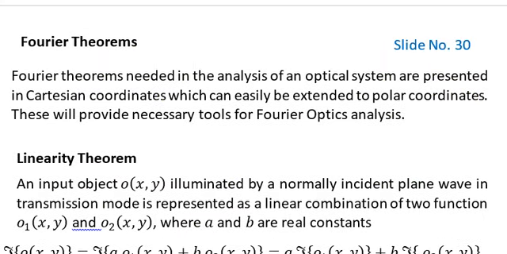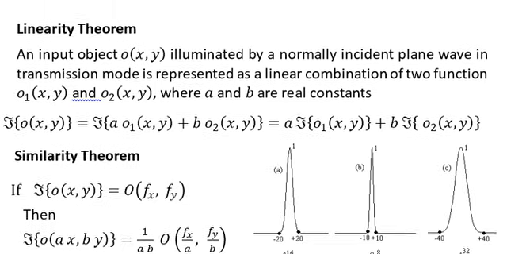Fourier theorems. There are some theorems which are very useful and help us analyze the optical system. The Fourier theorems needed in the analysis of an optical system are presented in Cartesian coordinates, which can easily be extended to polar coordinates. These will provide necessary tools for Fourier optics analysis. If we have any optical system, in order to simplify its analysis, we need some theorems which are presented here. Number one is the linearity theorem.